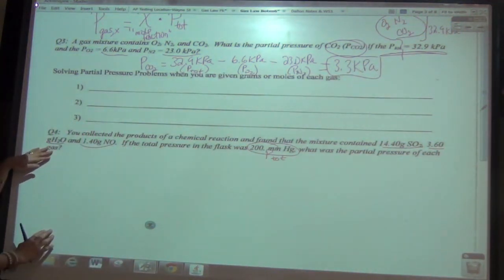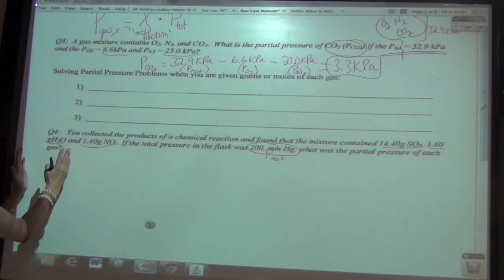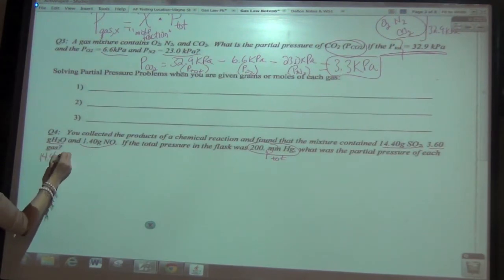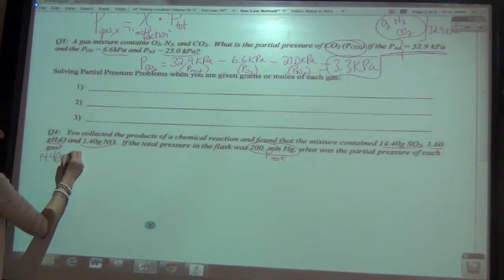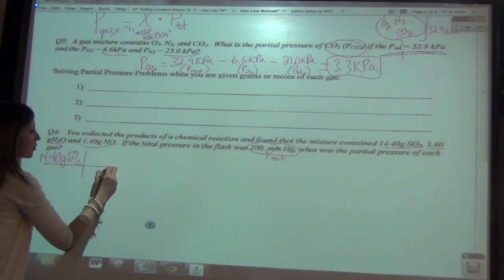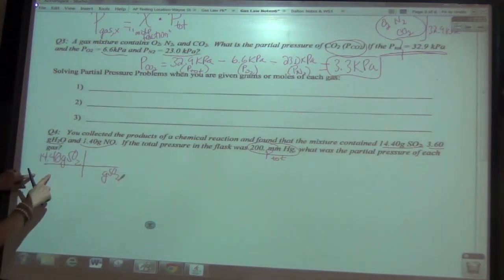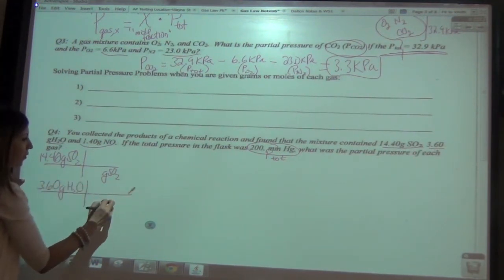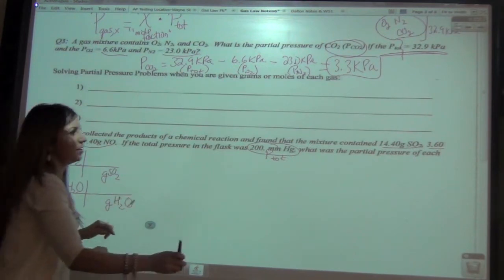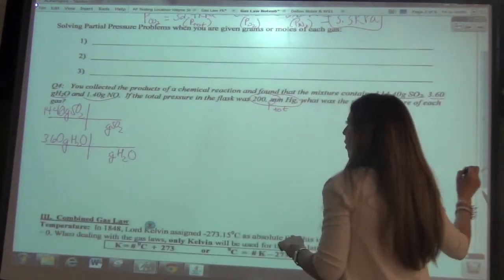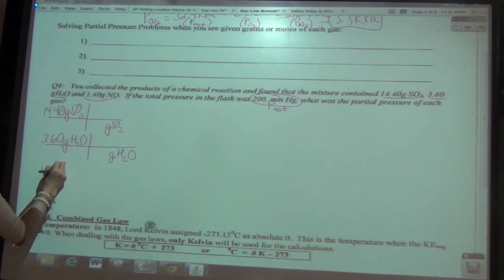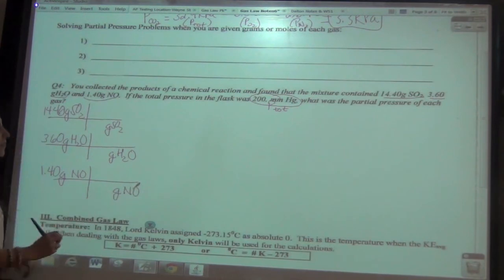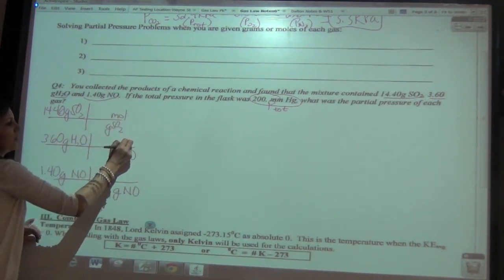Now I'm going to write each one of them down here. So you're going to end up writing kind of small because we will be taking up most of the space going across. Let's start off with the 14.40 grams of the SO2. Throw in a bridge, cross my units opposite. Right under, I'm going to do the 3.60 grams of H2O. Throw in a bridge, cross my units opposite. And then the 1.40 grams of the NO. Throw in a bridge, cross my units opposite. I know I'm going to moles on each one of these.